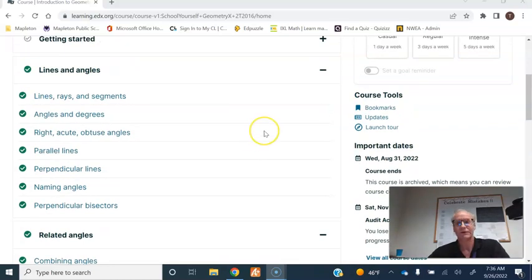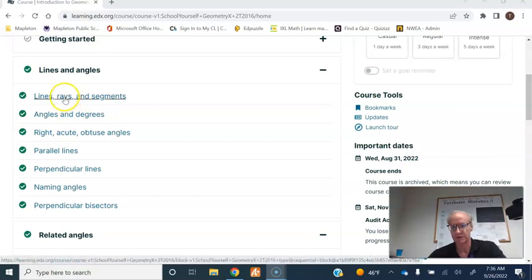Hi, everybody. We're going to do the first part of the EdX, which is lines and angles, and I'm just going to go through all 7 of these. It should take about 20, maybe a little more minutes, since I'm going to be pausing it and so on, but maybe less. Anyway, here it is, lines and angles.